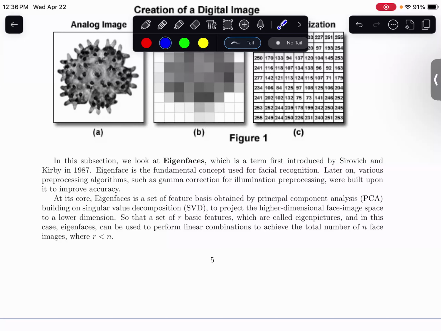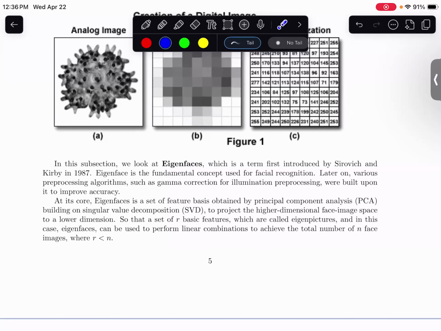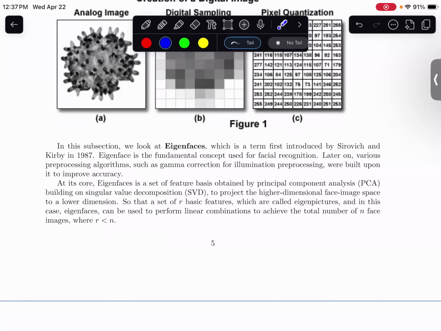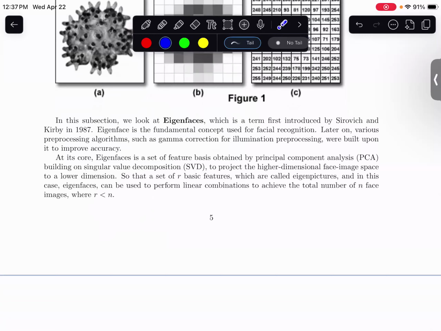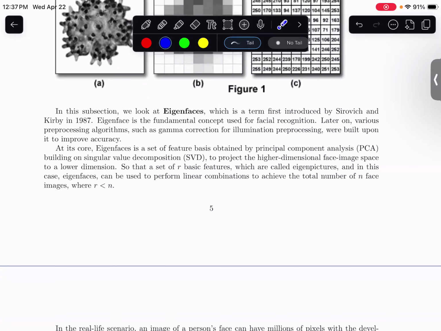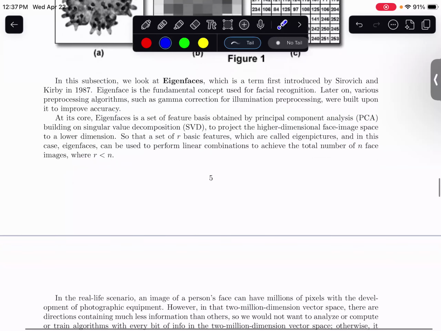So this is dated, and it's also going to be dated when you look at the data set I'm using. It's going to be George W. Bush and Tony Blair and stuff like that. These are things people used in the 2000s, but now there are more sophisticated means of doing it via neural networks and convolutional neural networks. But at its core, eigenfaces is a set of feature bases obtained by applying principal component analysis, building on singular value decomposition. As I said before, it's projecting these higher dimensional face image spaces to a lower dimension, so you can take in a larger set of them and manipulate them without it taking too long to go through the operations.